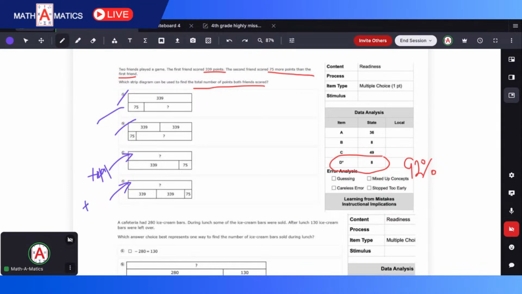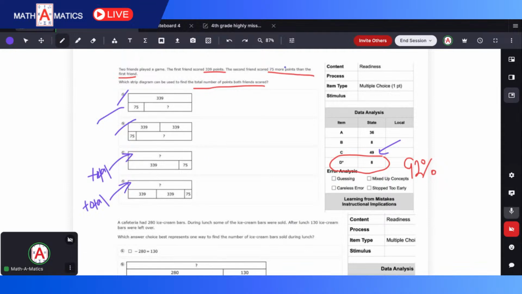Okay. And then actually, if we look at the numbers here, look at the majority of what our students picked. 49 picked this one here, which I totally get, right? The first friend scored 339 points. So they got 339 there. The second friend scored 75 more points.